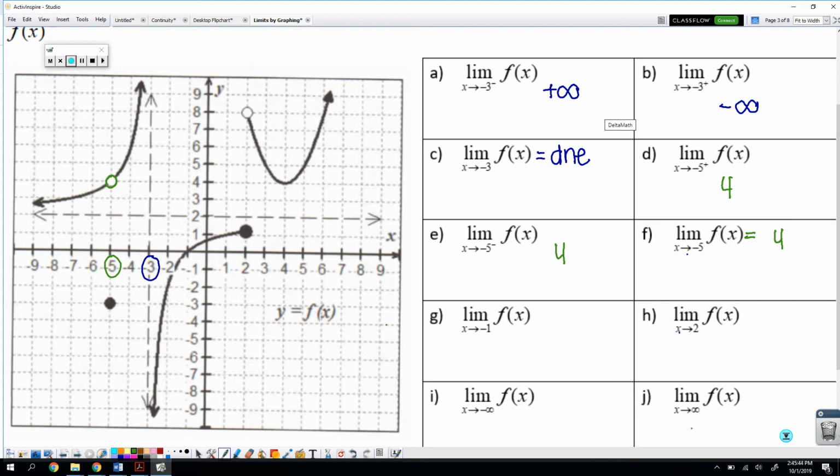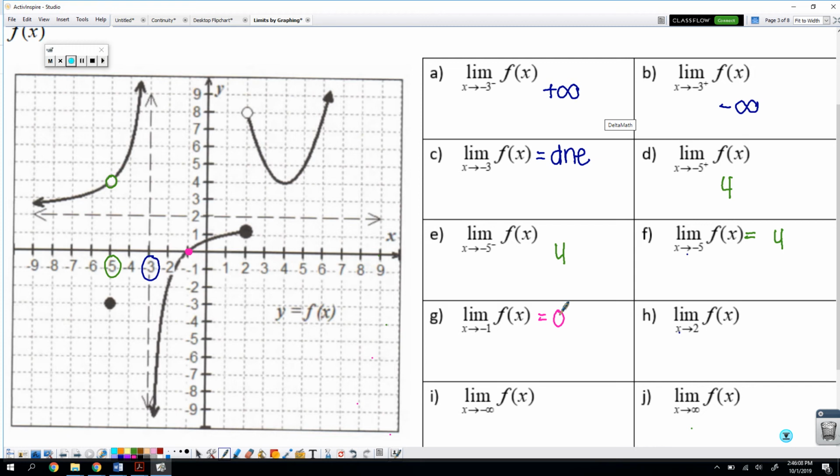Okay? Now we'll look at letter G. Letter G says, as we approach x is -1. As I approach -1, it actually looks like it's right here. Nothing weird, so we're just looking for the y value. The y value is 0. No open holes, no different places. They're both going to the same spot, and that's 0.